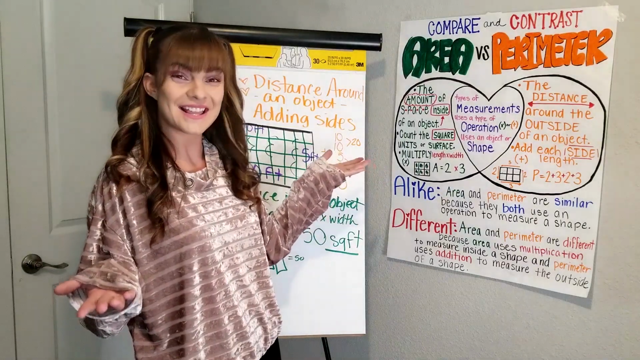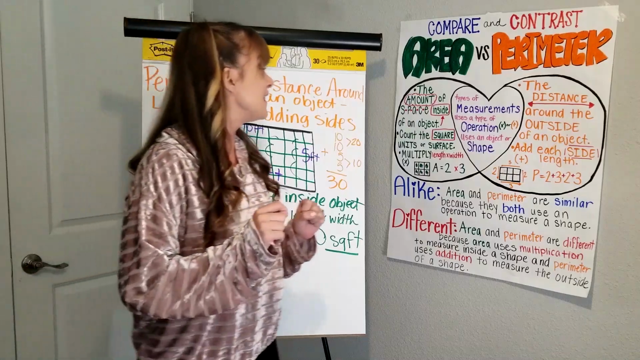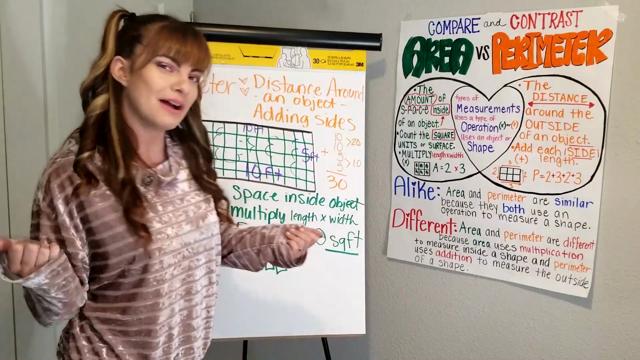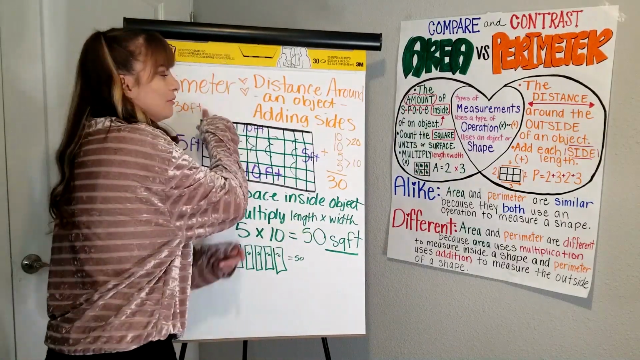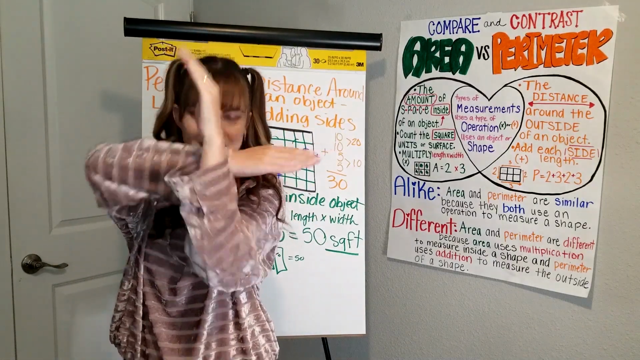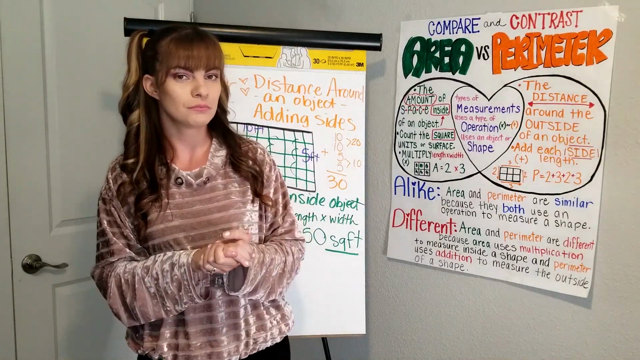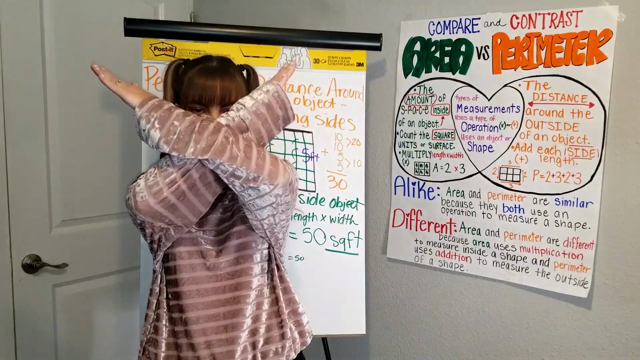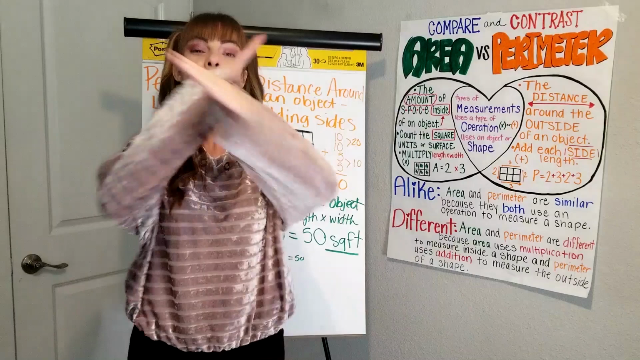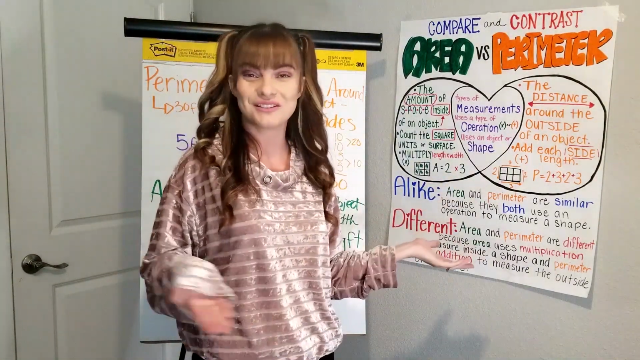There are a few things that area and perimeter have in common. They are both types of measurements. They both use a type of operation. You guys remember what type of operation do we use for perimeter? Show me with your hands. Adding. Okay, for area though, what type of operation do we use? Show me with your hands. Ready? Multiplication. So for perimeter, we're adding. For area, we're multiplying. The last similarity they have is that we are using an object or a shape.